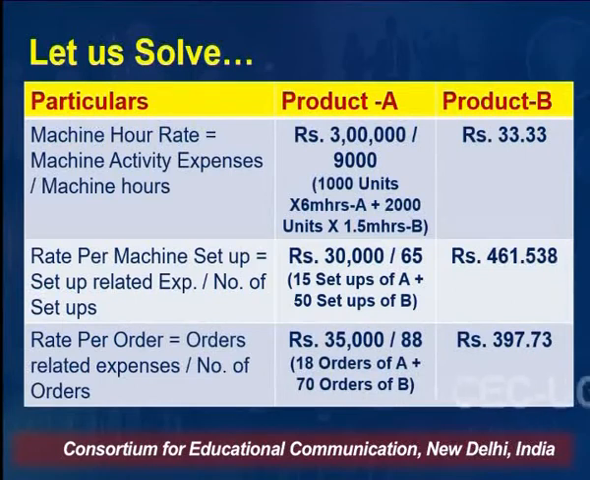Rate per machine setup is rupees 461.538, and for machine hour rate it is rupees 33.33. So this is a combined per unit cost, you can say, or combined per unit rate. It would be wrong to say per unit, because it is different for all three drivers. For machine hour it is machine hour rate. For rate per machine setup, the setup is going to be a determining factor, and for orders it is the number of orders which is going to be a determining factor.